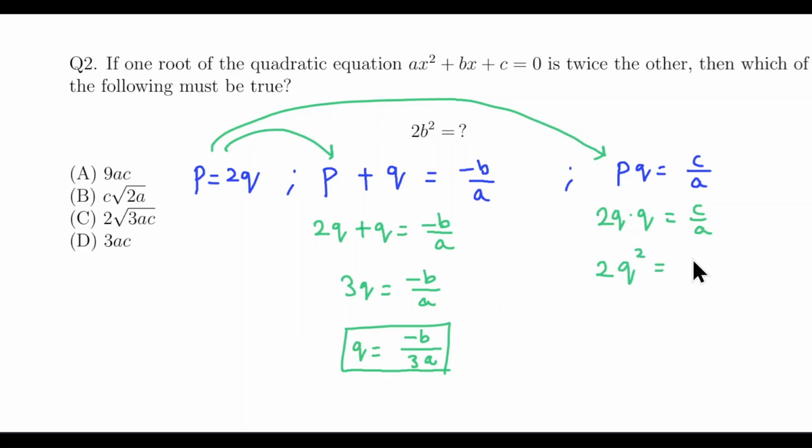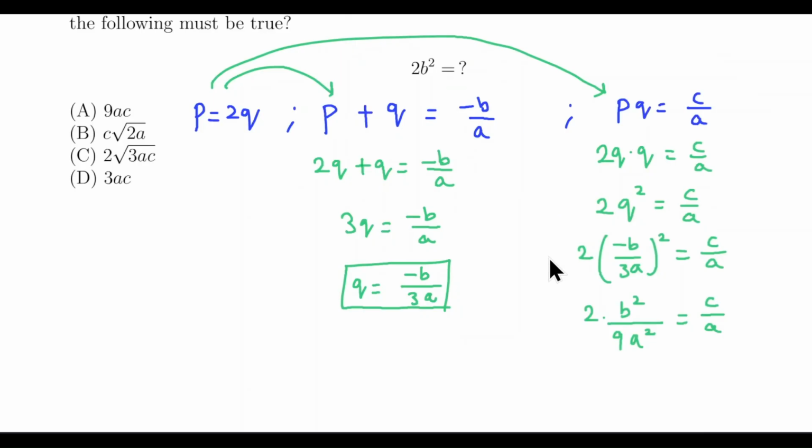Q is q squared, so 2q squared is c over a. Now I'm going to sub in q, which is negative b over 3a, squared, equal to c over a. So that's going to be 2 times b squared over 3 squared, which is 9, a squared is just a squared, equal to c over a, guys.